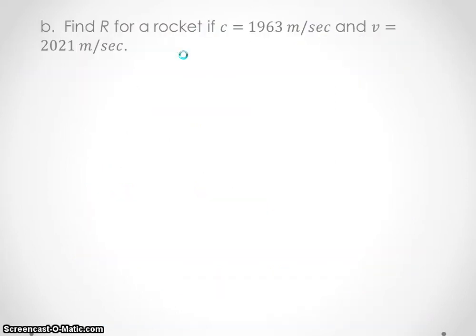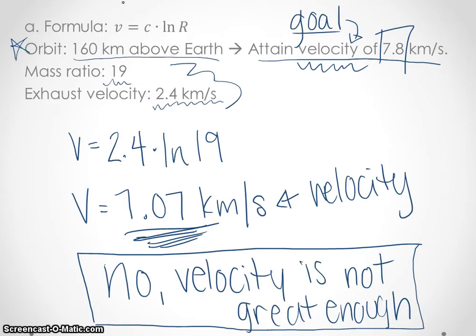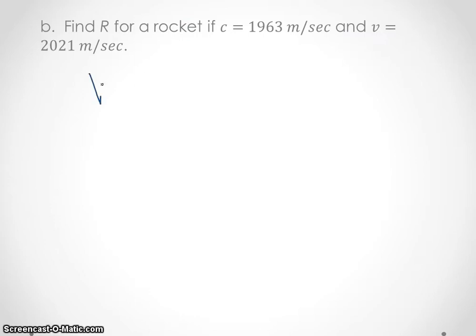Okay, part B says find R for a rocket if C equals 1963 meters per second and V equals 2021 meters per second. So we're going to go grab our formula. Remember, V equals C times the natural log of R. So I'm just going to write that down here. V equals C times the natural log of R. And they want us to find the ratio. This is, remember, our ratio.